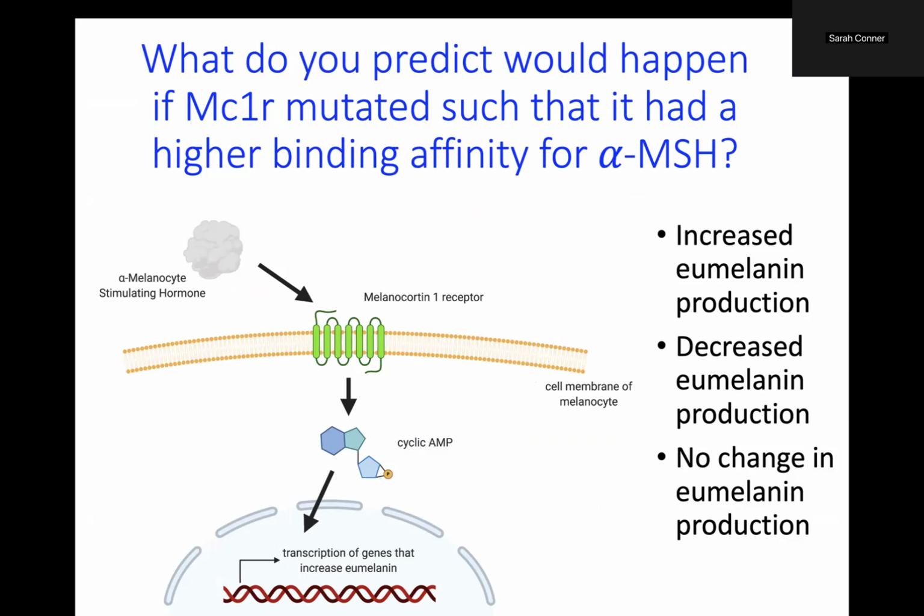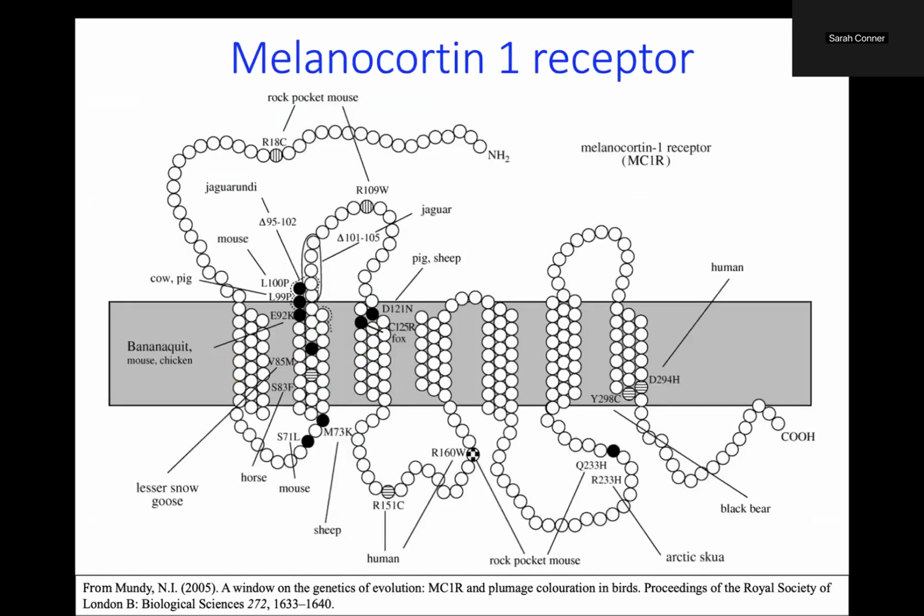Transcription of genes. In other words, if we're looking at that receptor across different animals or species, this receptor will cause different color variants for each species. A few of them are shown here. You'd have to go through it a little bit.